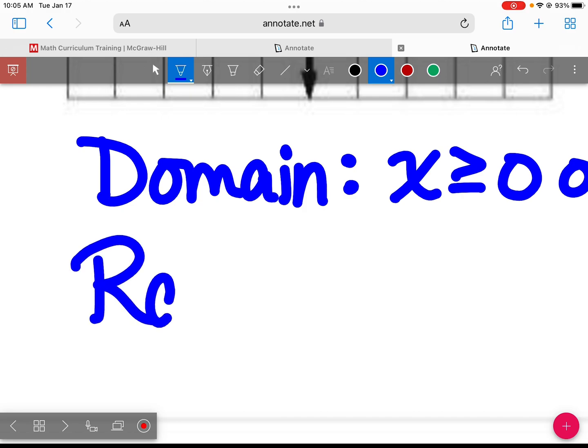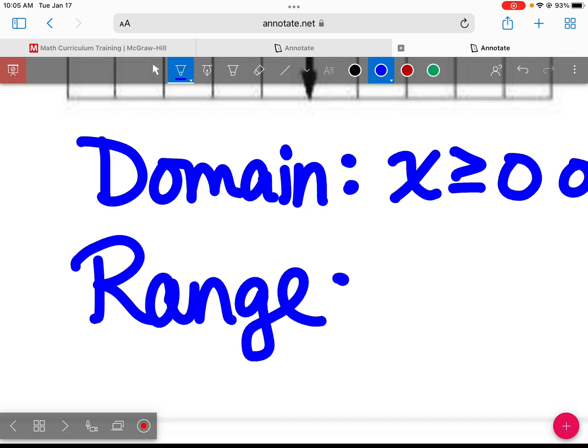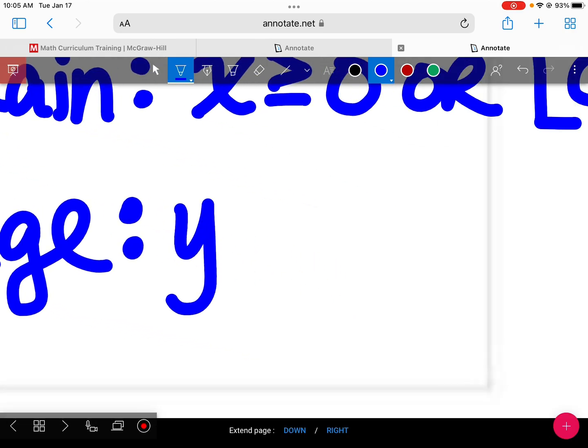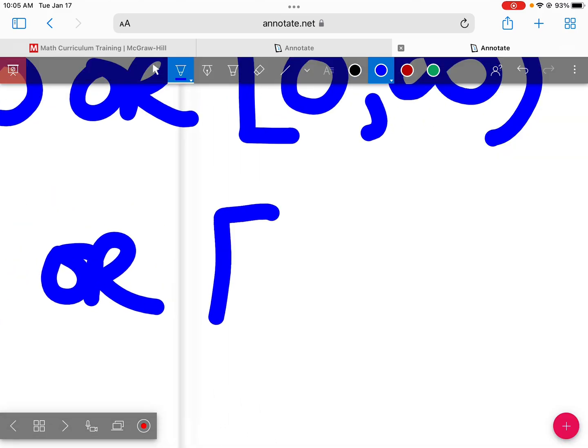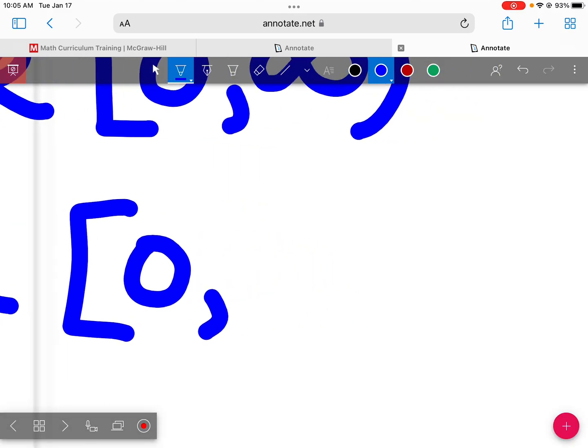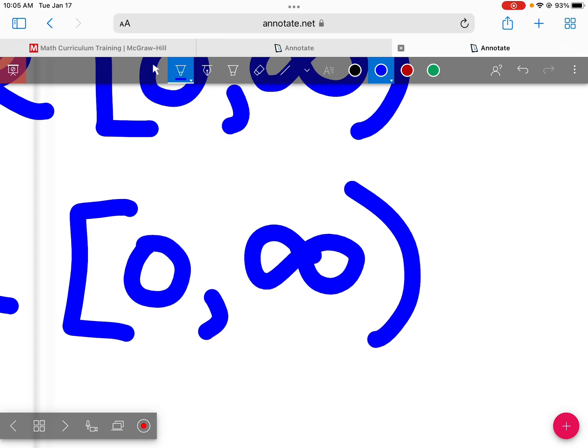What about the range? Am I looking at x's or y's for the range? Y's. So I can look at my table, I can look at the y side, or I can look at my graph over here. Did we have a smallest or a minimum y value? 0. All of my y values were greater than or equal to 0. Or again, I can write that in interval notation. 0 was the smallest. It kept getting bigger and bigger and bigger. Why didn't I say from 0 to 2 right here?